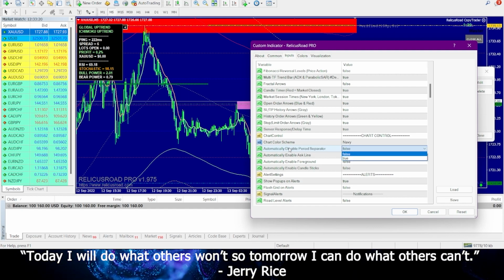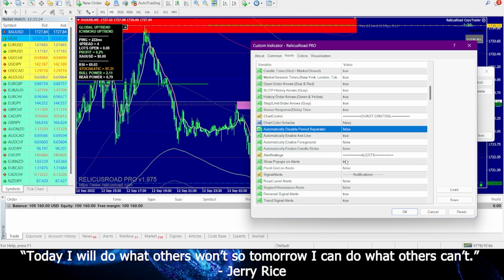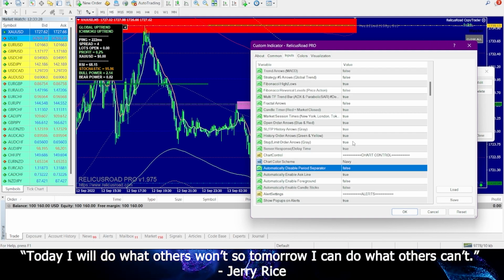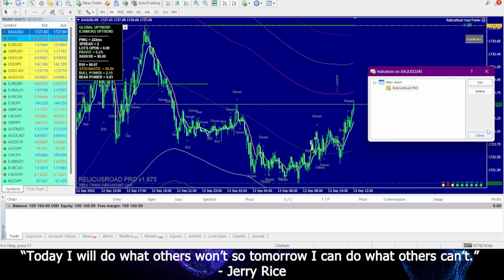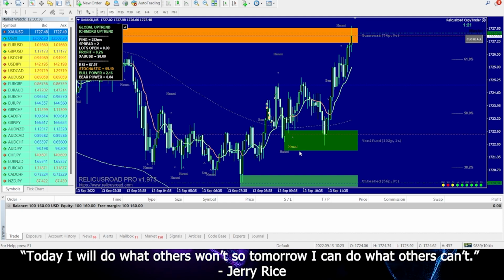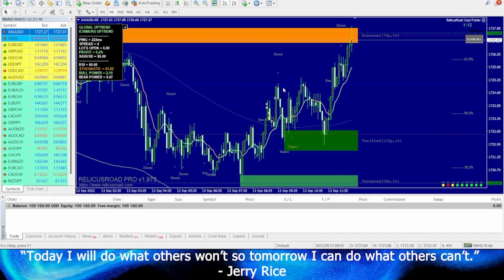So this is the period separator. If you want to hard code it into the code, the ask line will automatically disable here. You want to do this with candlesticks. One thing I couldn't show you is candle arrows. These are candle arrows, and they will automatically appear. We have optimized them perfectly. You can look at the strategy and wait for a signal. You can expect a candle pattern to be a signal for you.